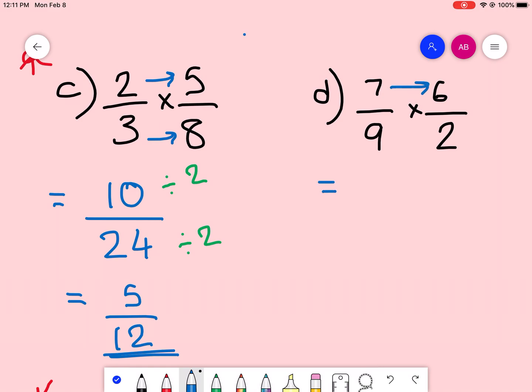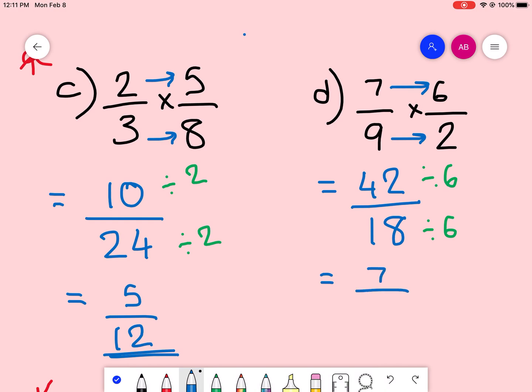Similarly for D, 7 times 6 is 42 over 9 times 2, which is 18. So in this case I can simplify first of all. Both of them can be divided by 6. You could choose to divide them both by 2 first if you like to. So 42 divided by 6 is 7, and 18 divided by 6 is 3.